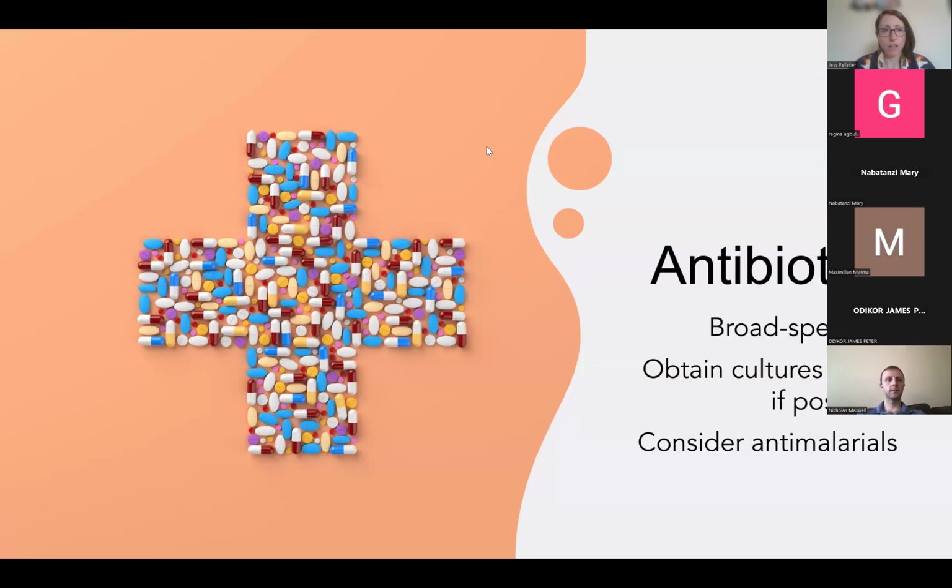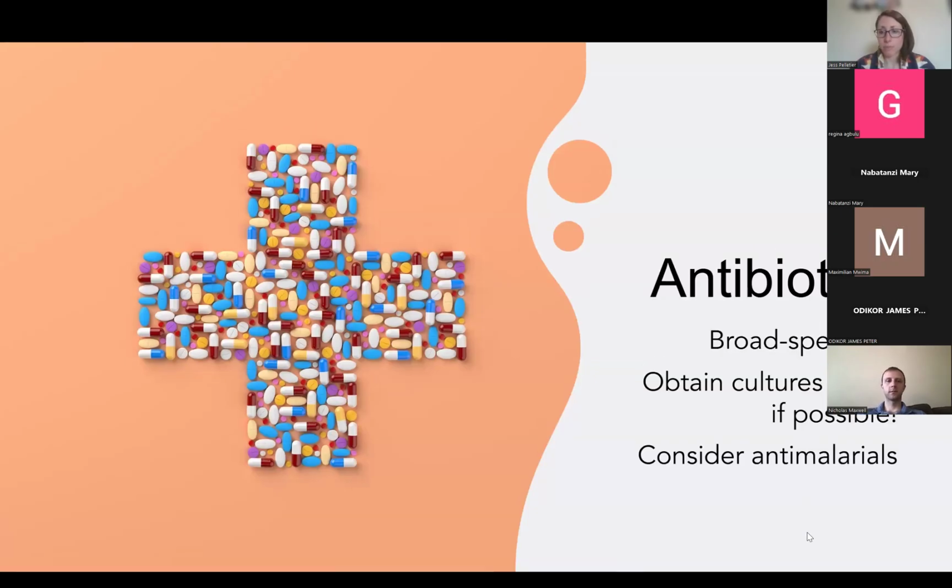All right. And then another key staple of management for your septic shock patient is obviously going to be early broad spectrum antibiotics. And what broad spectrum means is very different depending on where we work. I know in Uganda, ceftriaxone is considered to be broad spectrum. Where Nick and I work, we often give something like cefepime or piperacillin tazobactam plus vancomycin for broad spectrum because we have a lot of drug resistant organisms.